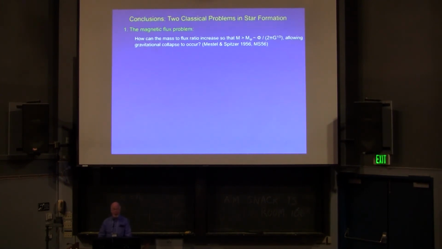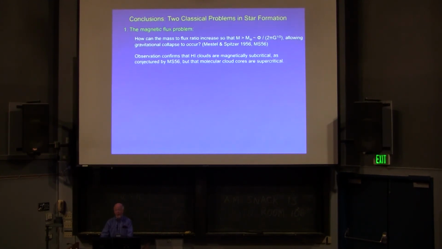So the conclusions then, we go back to the two classical problems in star formation that I mentioned. The magnetic flux problem, this is the one on the large scale, where we just want to try to get the gas to become gravitationally unstable. So Mestel and Spitzer asked, how is it possible to get the mass to exceed this magnetic critical mass so that you can get the gravitational collapse? Observations since then have confirmed that Mestel and Spitzer were right. Atomic gas is magnetically subcritical. It is impossible for a gas to collapse and form stars in the atomic medium.